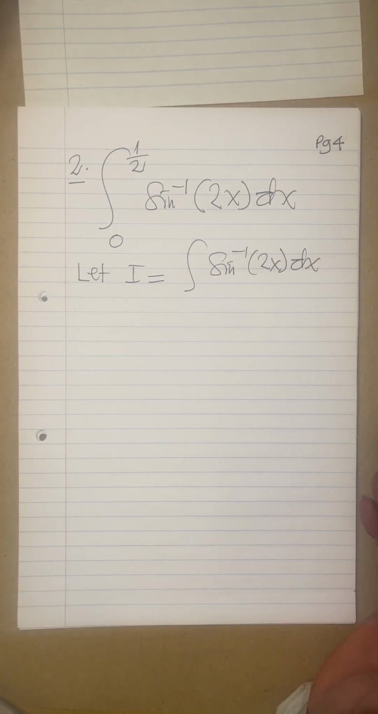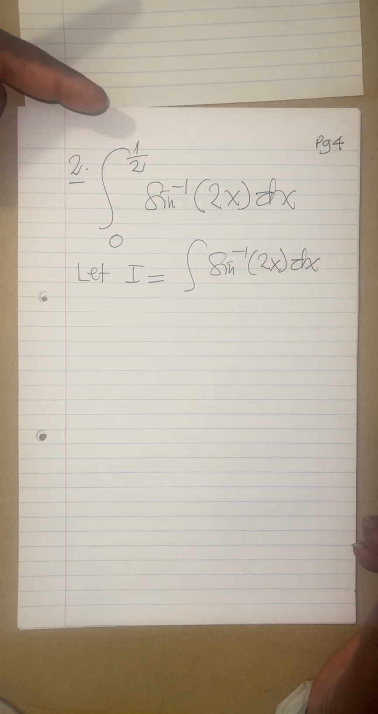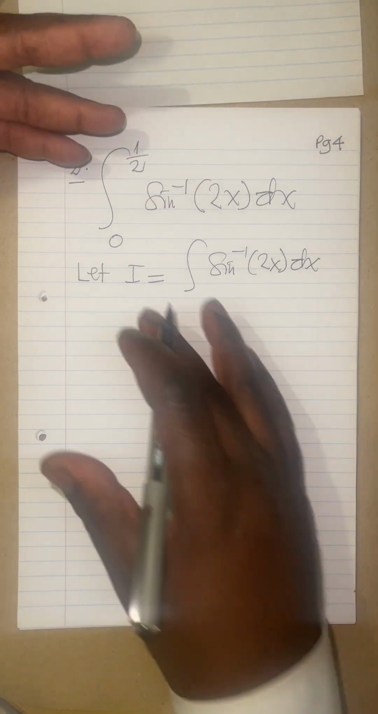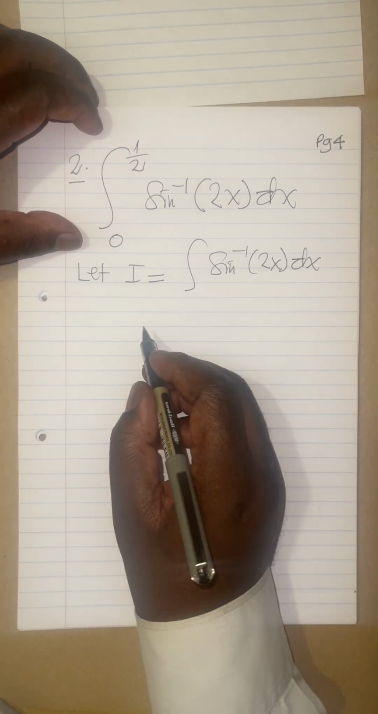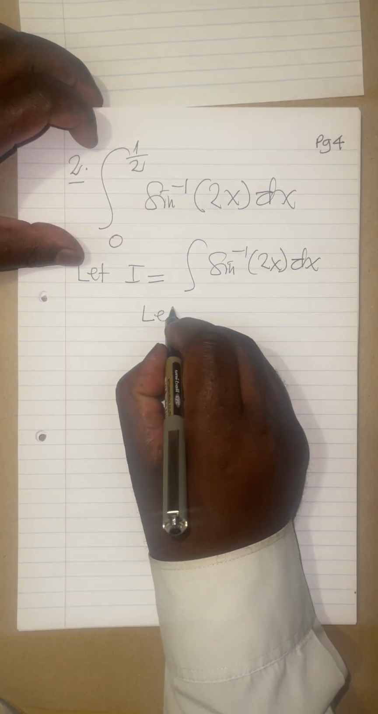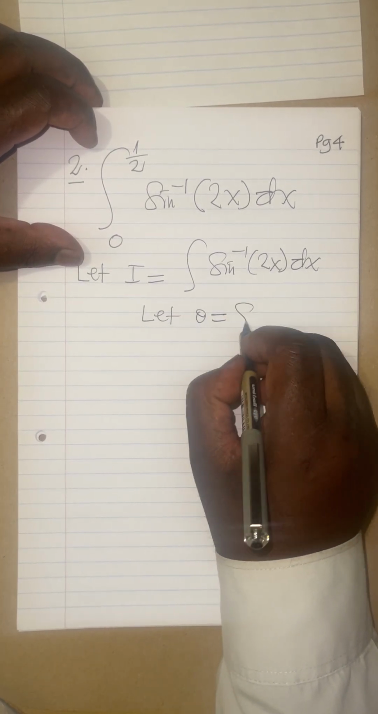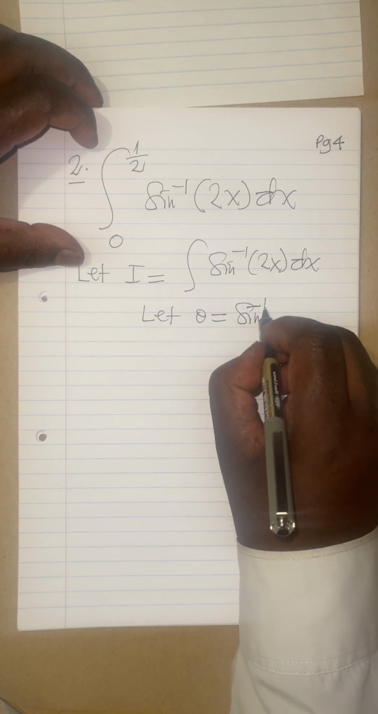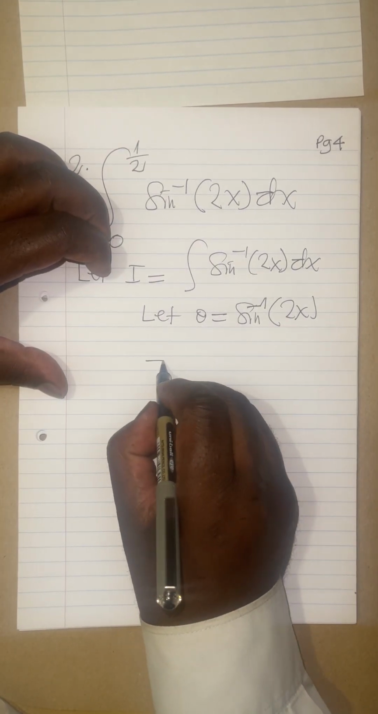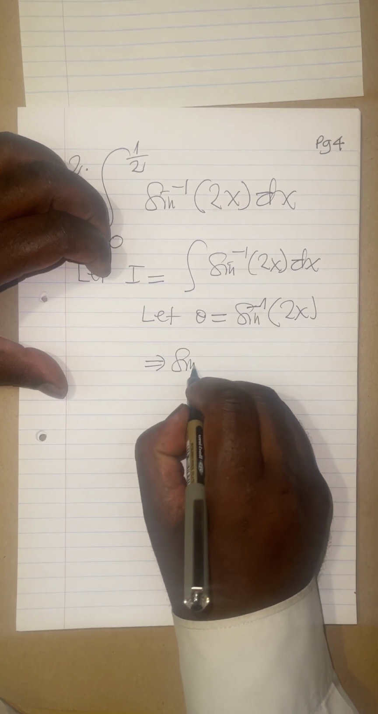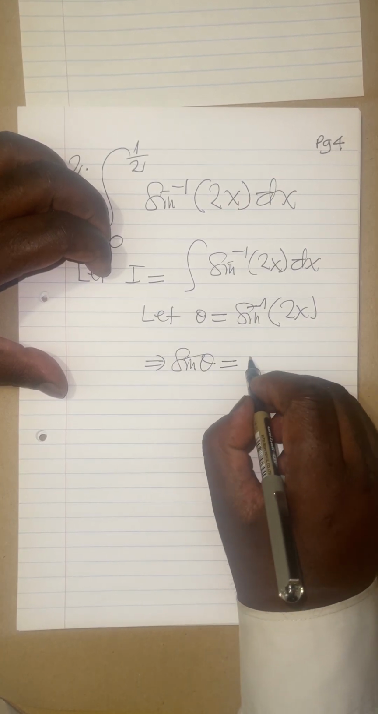If I don't want to change the limits of integration, then I can just go ahead and integrate as an indefinite integral and then consider the limits. So this is a wonderful technique. The approach is the same. We're going to let theta be equal to the inverse sine of 2x. This, you can agree with me, implies sine theta is equal to 2x.